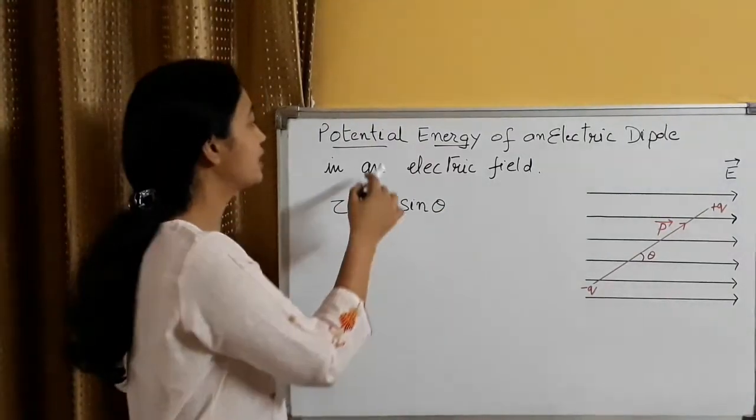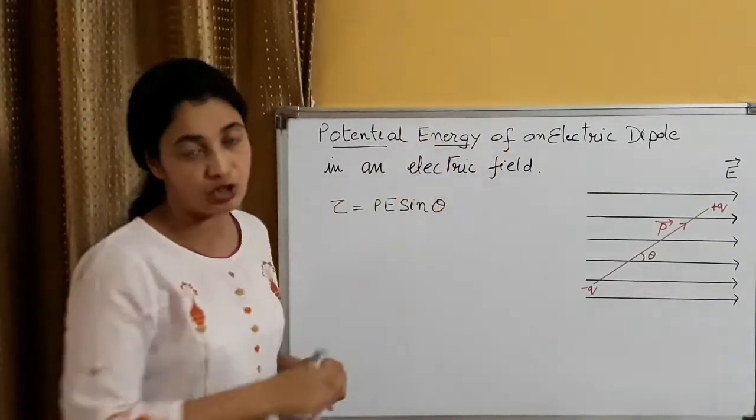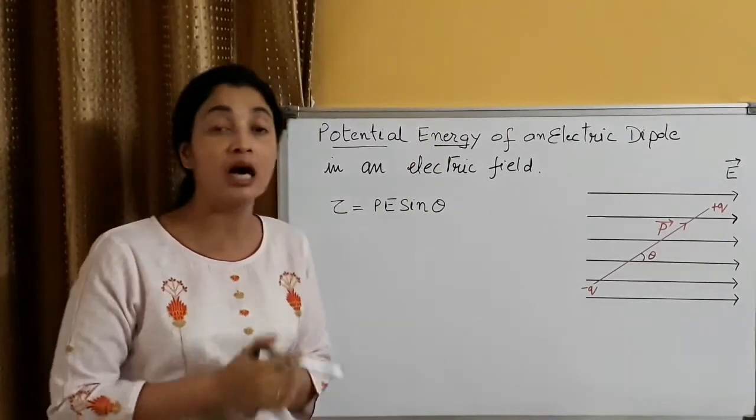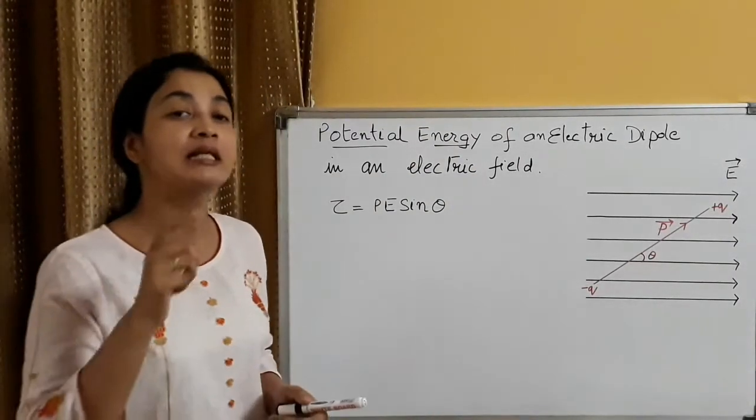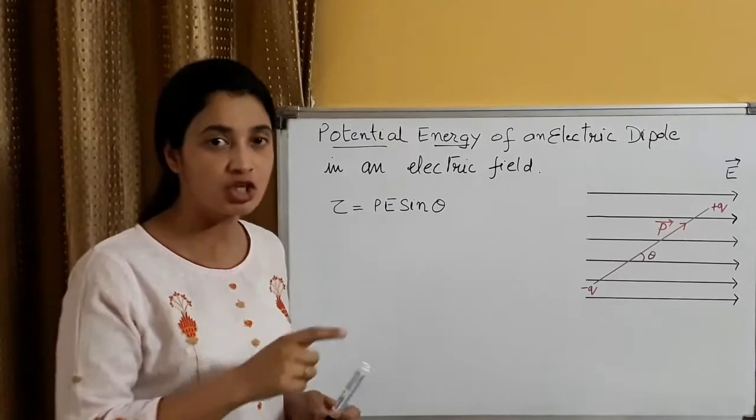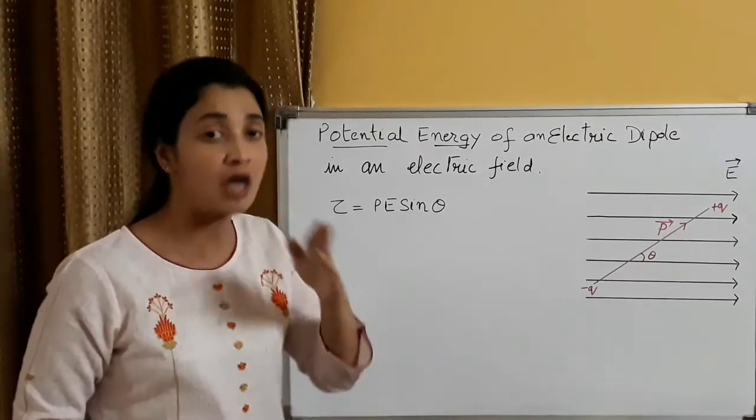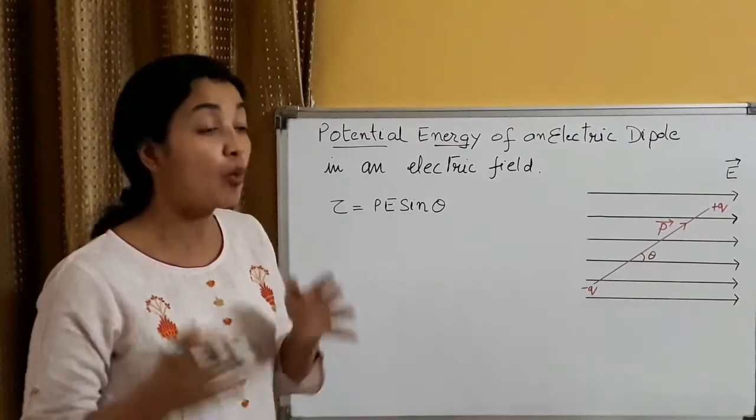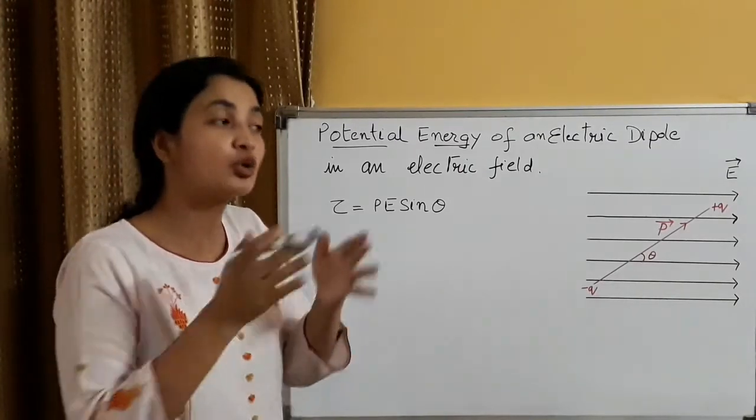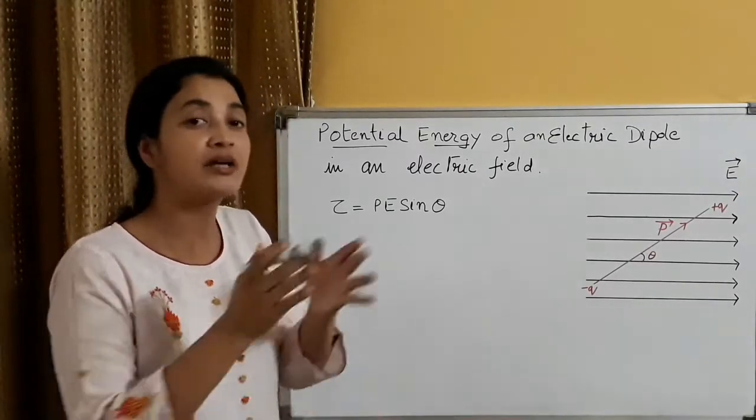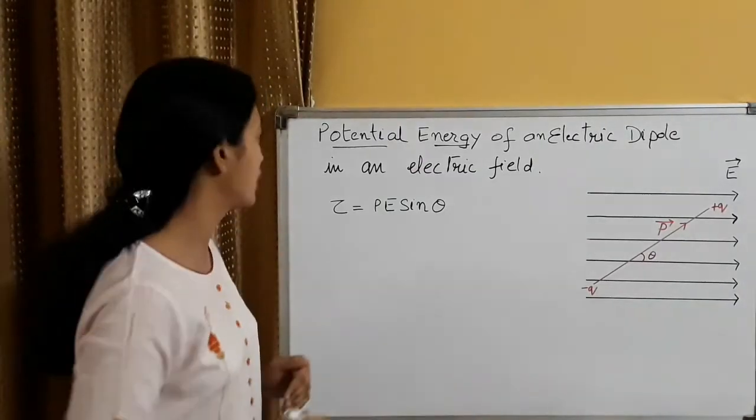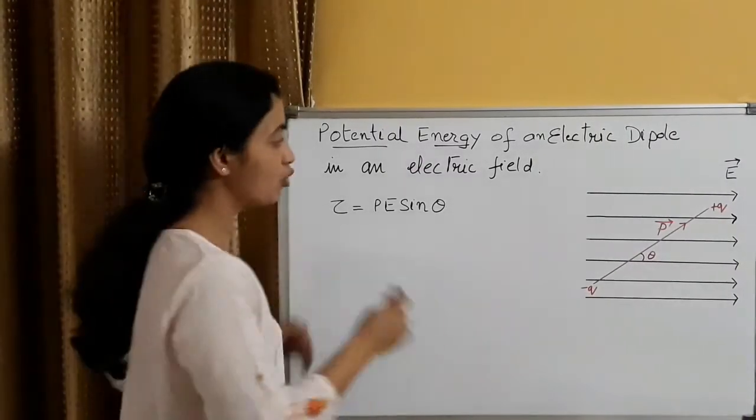So let's start with this potential energy of electric dipole. By now you are very clear, potential energy is basically the energy due to position, energy possessed by a body due to its position, due to its configuration, due to the work done in bringing the body to that particular location. That work done is stored in the form of potential energy. So based on these lines, let's move ahead.